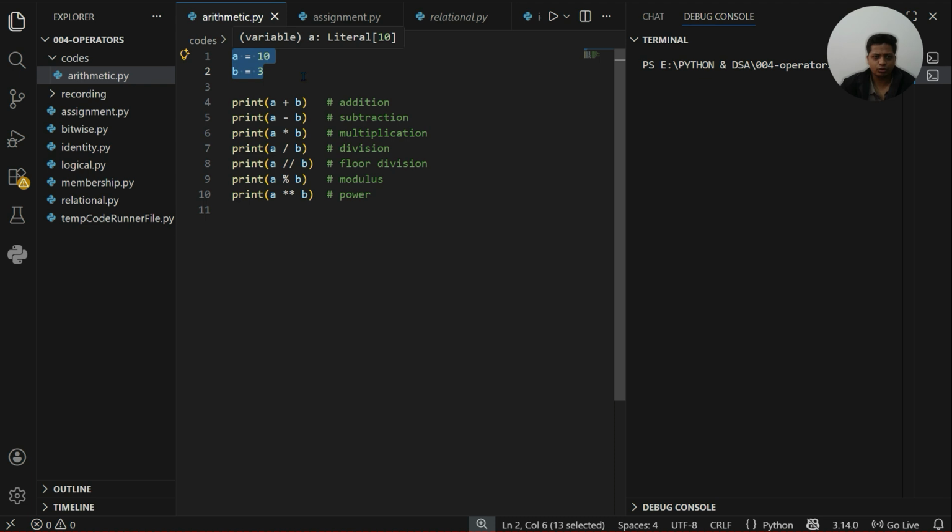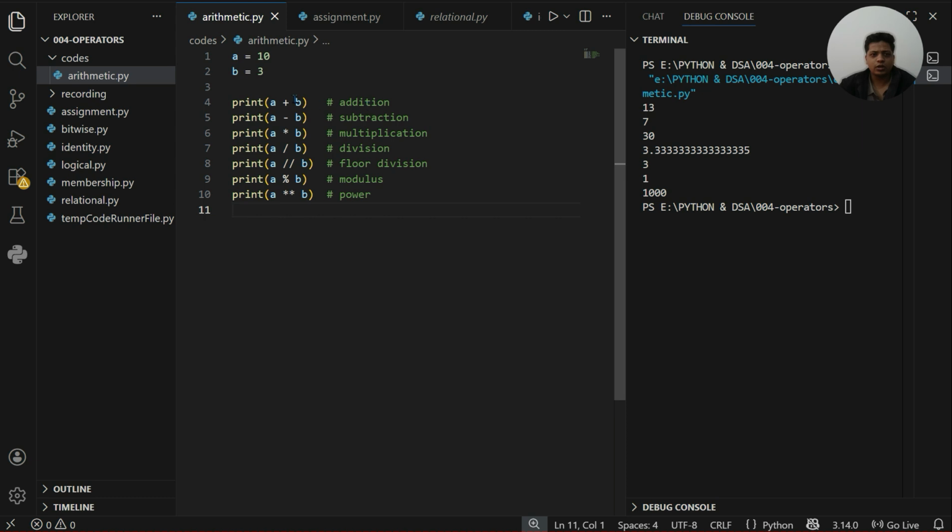A equals 10, B equals 3 are defined, and on these two values the operations are performed. Here A plus B is addition, A minus B is subtraction, A into B is multiplication, A divided by B is division, A double divided by B is floor division, A mod B is modulus, and A star star B is power. Let's run this program. We get these values: A is 10, B is 3. A plus B, that is addition, 10 plus 3 is 13. Then A minus B, that is 10 minus 3, is 7. Then A into B, that is 10 into 3, is 30. Then A divided by B, that is 10 divided by 3, is 3.333.